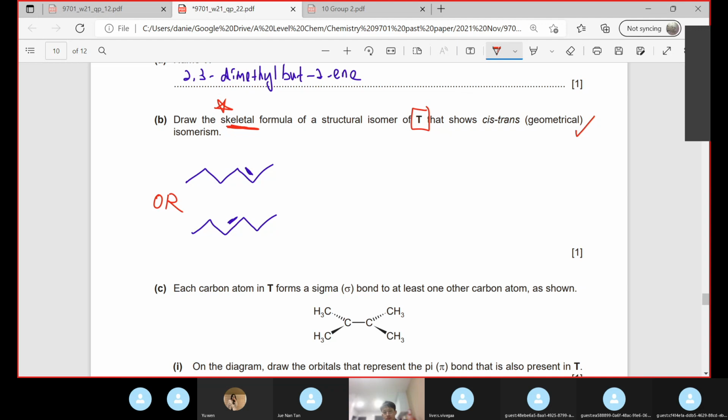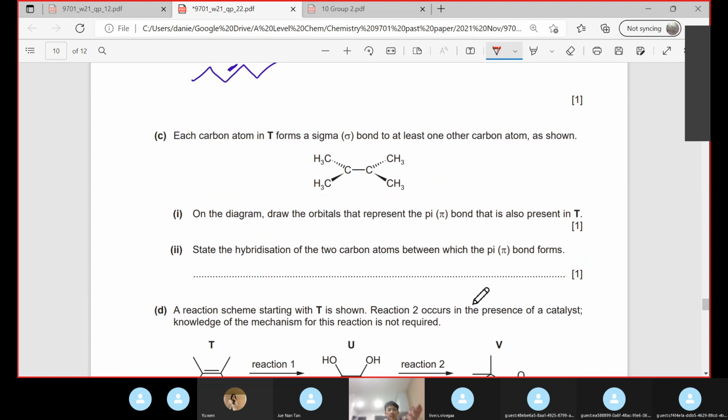Then C. We are going to show the pi bond that is present in the T. They already show you all the sigma bonds here, right? Then when they ask you to show the pi bond, over here you cannot show it like this, one goes up, goes down, goes up, goes down. If you show it in this way, wrong. Why? You didn't show overlapping. You have to show overlapping.